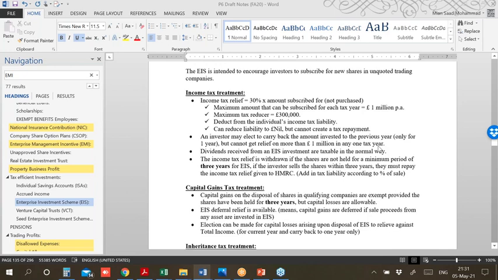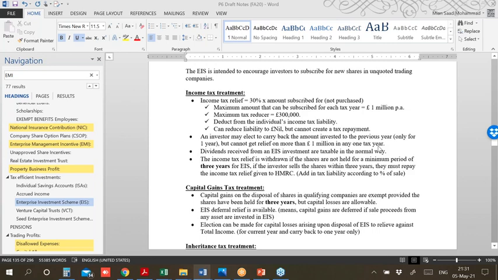HMRC will still not give you the refund. However, the money that HMRC now owes you will be adjusted against your future tax liabilities. So HMRC is quite reluctant to give you money out of their pocket. However, they're quite efficient at taking money out of your pocket. That's how it is. Now, what about the income from the EIS?